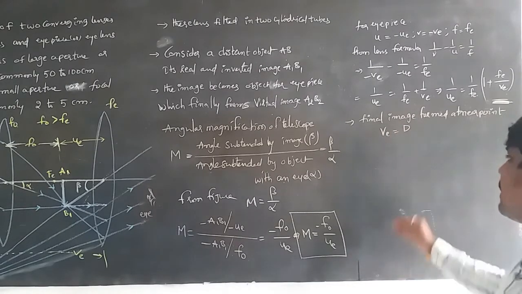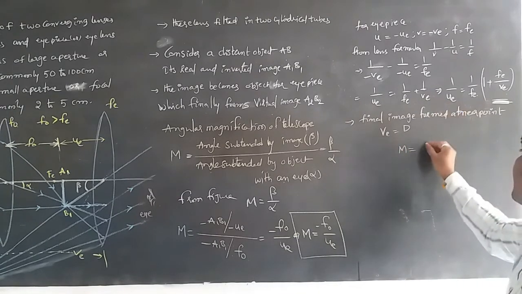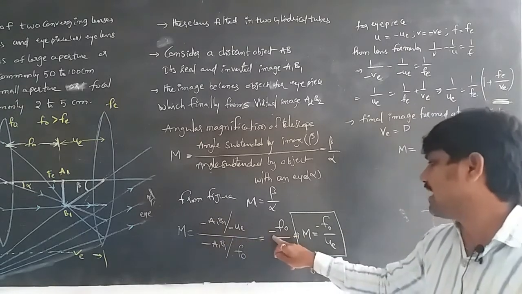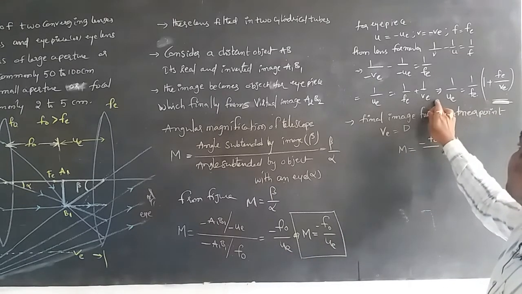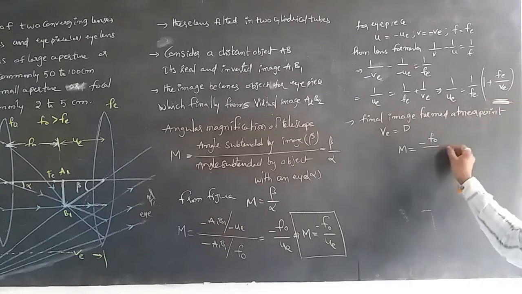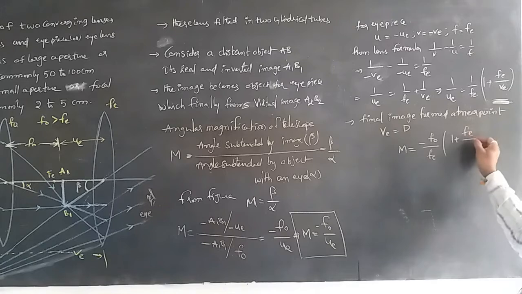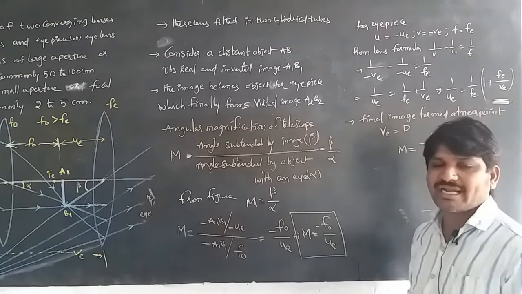By substituting this one, the magnification M is equal to, by substituting in this formula, M is equal to minus FO by UE. So minus FO by UE, where we have the formula 1 by UE is equal to 1 by Fe into 1 plus Fe by V. Substituting this one, M is equal to minus FO by Fe of 1 plus Fe by V is equal to D. So this is the formula when the final image is formed at a near point.